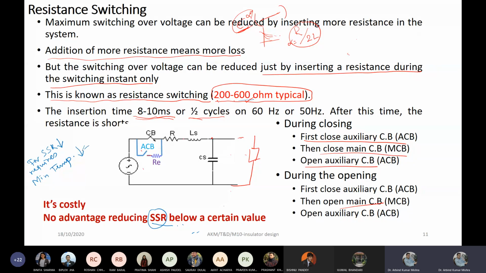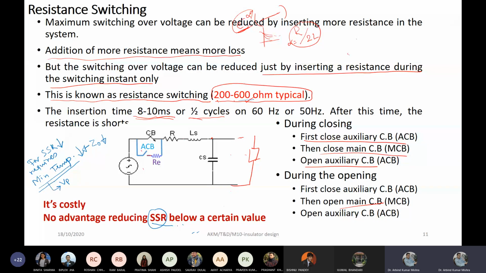And how will the temporary over voltage be lower? Temporary over voltage will be lower by reducing the zero sequence impedance. And we have already discussed that even if we make the solidly grounded system, we cannot go below that. So the minimum temporary over voltage we can achieve is the phase voltage itself, right?